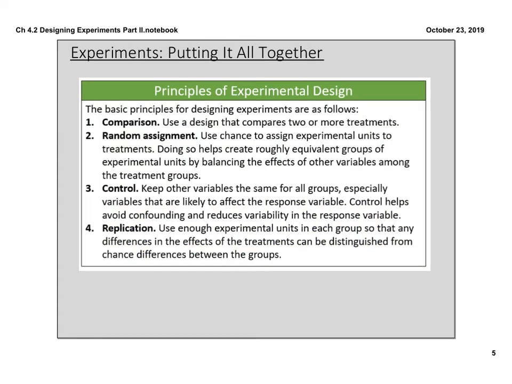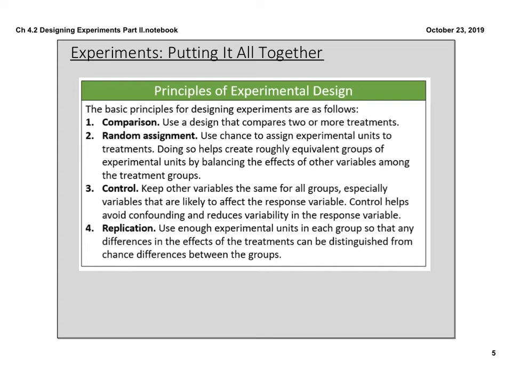All right, so here is kind of all 4 of those pieces together. Some of the parts that we talked about yesterday and some of the parts that we talked about today. Comparison is when we use a design that compares 2 or more treatments. A comparison experiment is by far the most common form of an experiment, when we're just assigning treatments to randomly selected groups and comparing the results of those treatments. So that's the most common form of an experiment that we'll use.